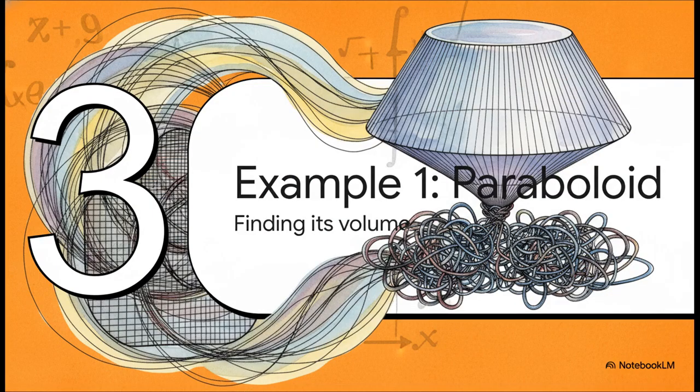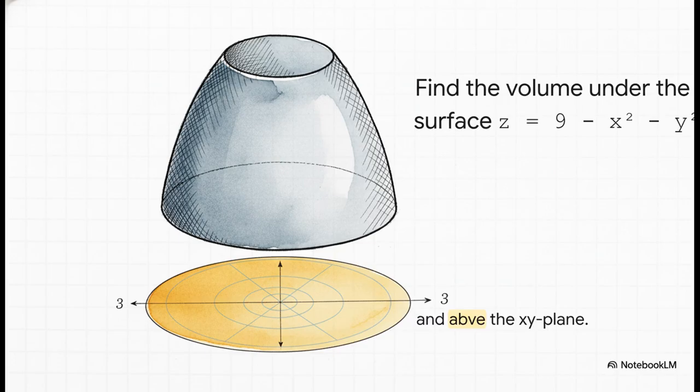Okay, enough with the theory, right? Let's see this superpower in action. We're going to dive into a first example, one that would be a real pain to do with rectangular coordinates. So here's the problem. We need to find the volume under this surface, z equals 9 minus x squared minus y squared, which is a shape called a paraboloid.